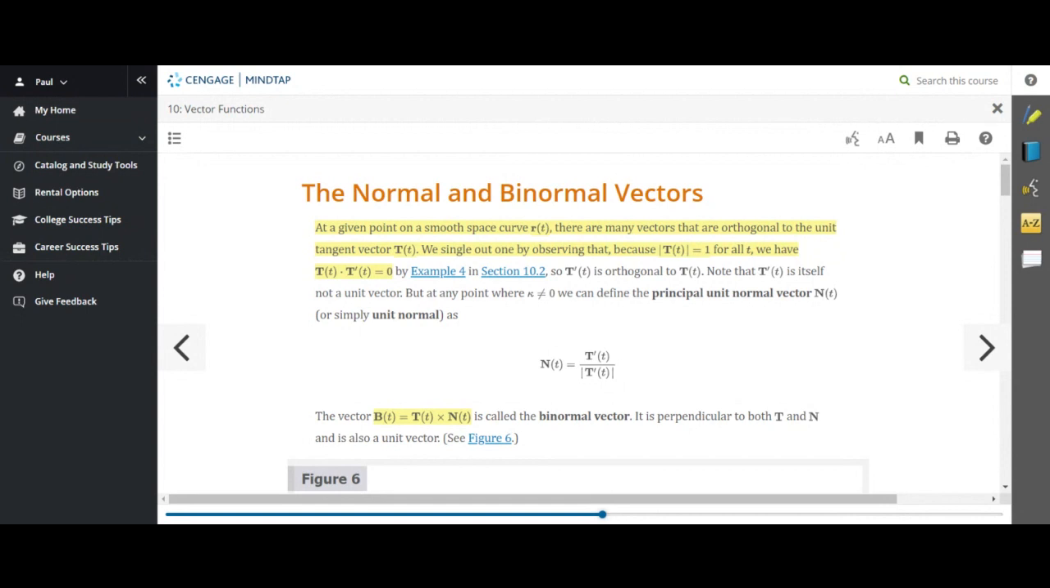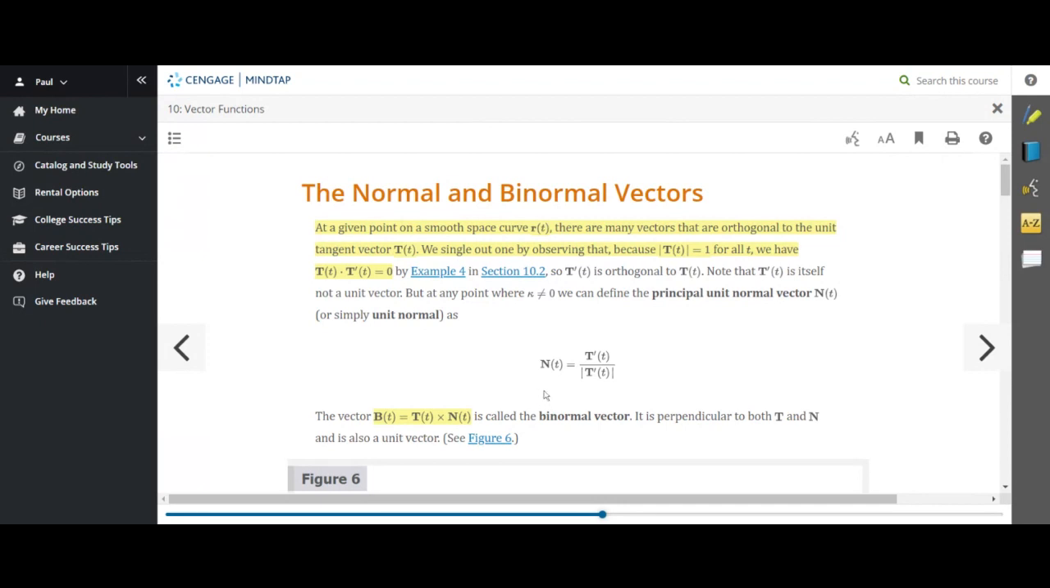And so because the unit tangent vector T has constant length 1 for all t, if we take the tangent vector and dot product with its derivative, the dot product equals 0. And so we can say that the derivative of the tangent vector is orthogonal to the tangent vector.